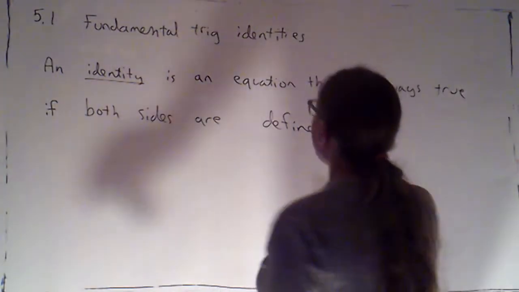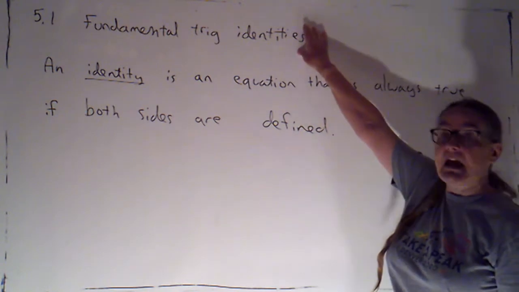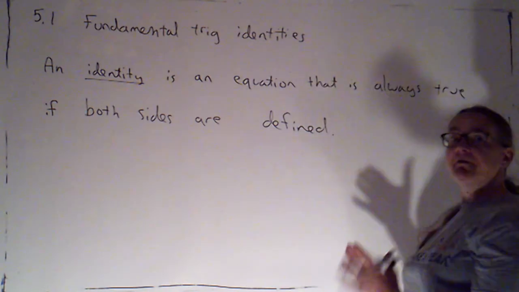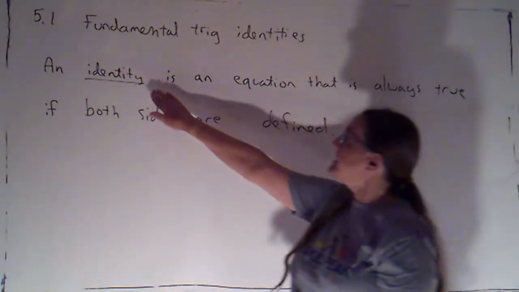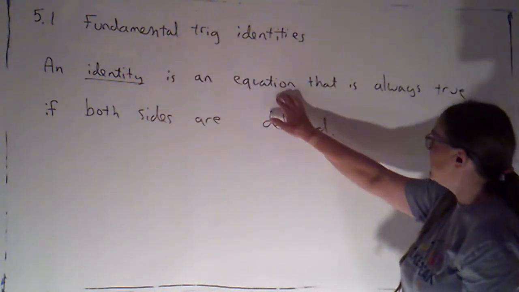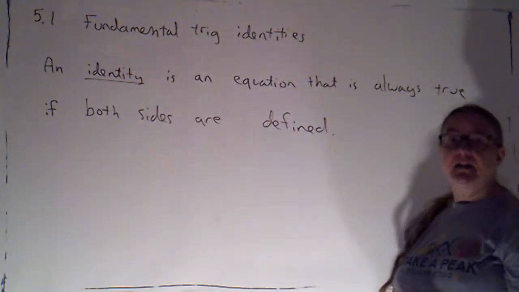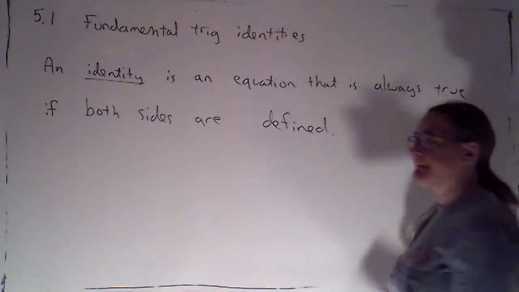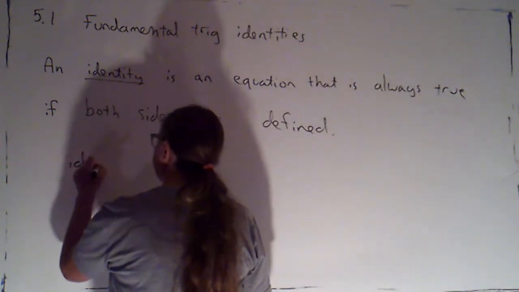Section 5.1 is about fundamental trig identities. So I've put up on the board here the definition of an identity. An identity is an equation that's always true if both sides are defined. Okay. And I'm going to just give us a couple of examples.